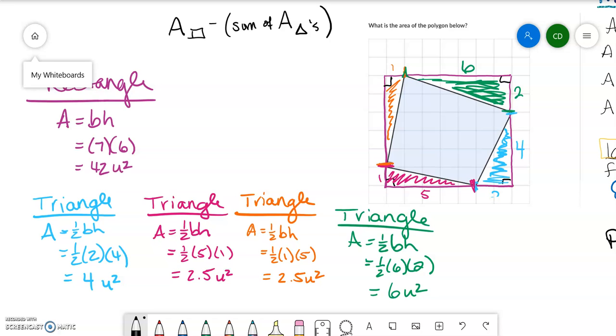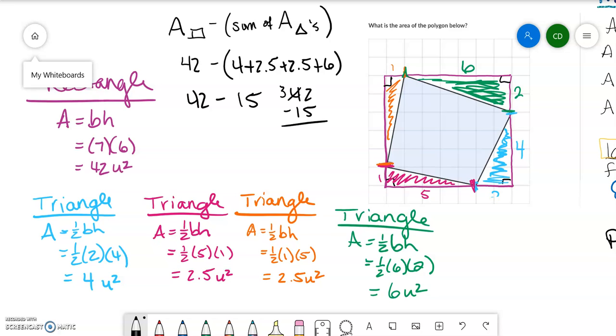The area of the rectangle was 42. And I'm going to subtract the sum of these areas, right? So I've got 4 plus 2.5 plus 2.5 plus 6. I've got 42, take away, that's 5, that's 10, so 15, right? And then this is where my subtraction skills get rough, and I didn't think to grab a calculator. So that's a 3, that's a 12. 12 minus 5 is 7. 3 minus 1 is 2. Yay! So our blue polygon, this guy in here, has an area of 27 square units.